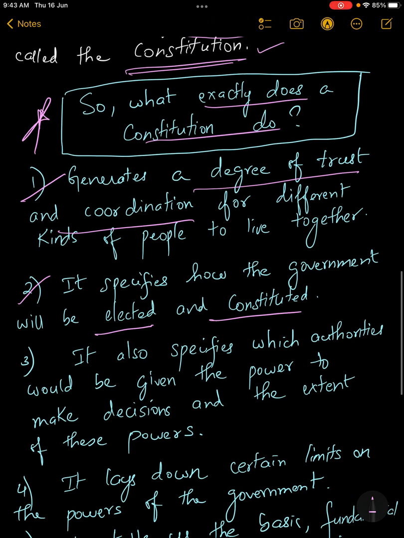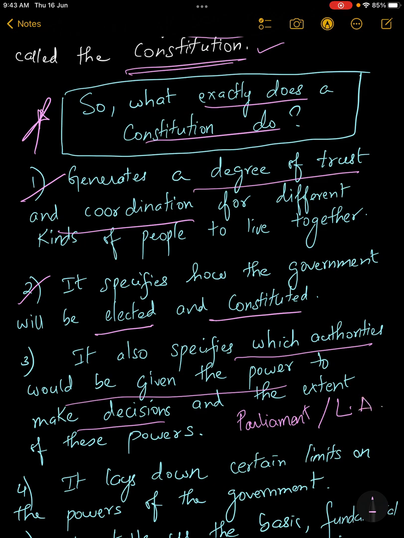And moreover, it specifies which authority would be given the power to make decisions. Not everybody is given the power to make decisions. For example, in India, it is the parliament at the central level that makes the decisions, and the legislative assembly at the state level which makes the laws. High Court doesn't make the law. Supreme Court doesn't make the law. Parliament makes the laws. The Prime Minister is the head of the government, so to speak.